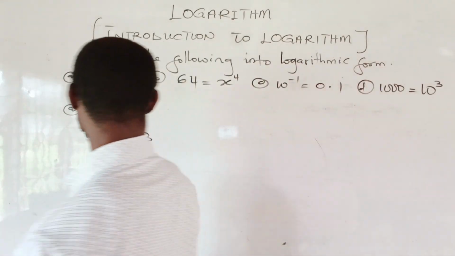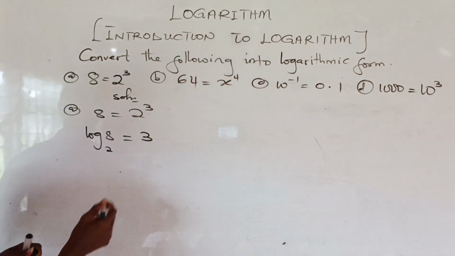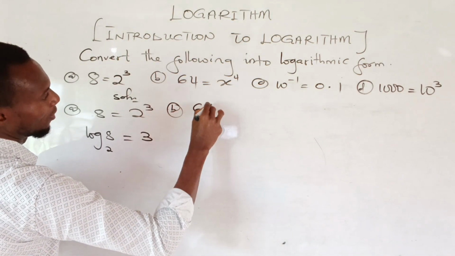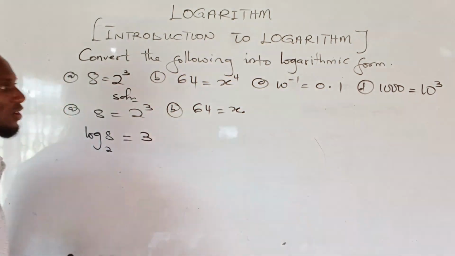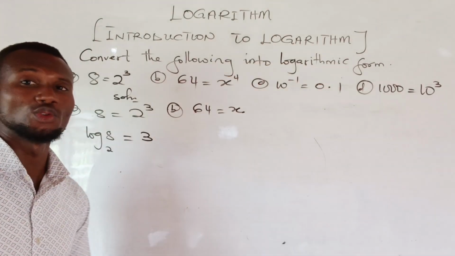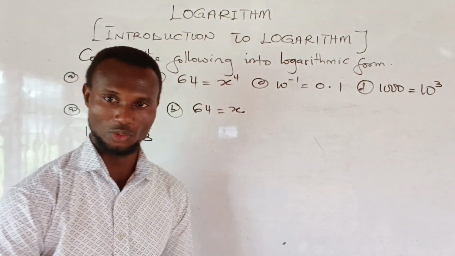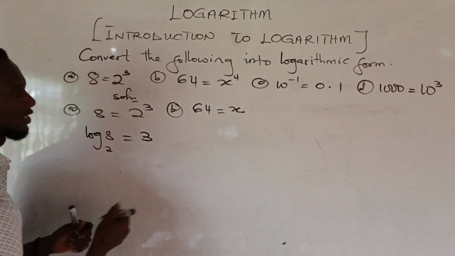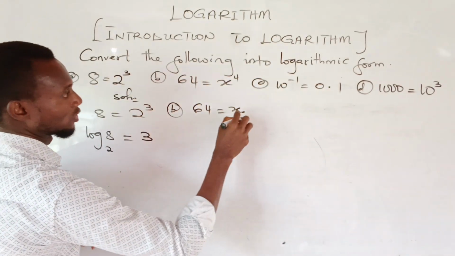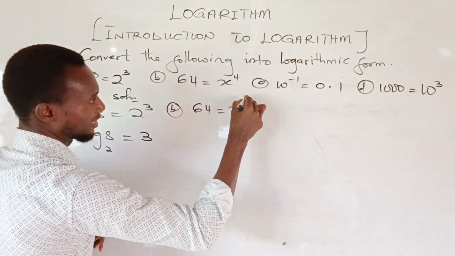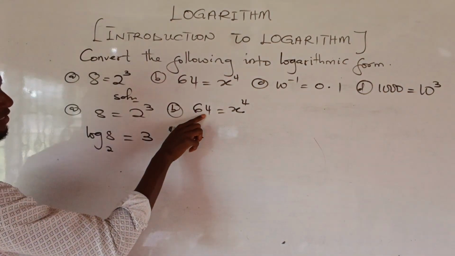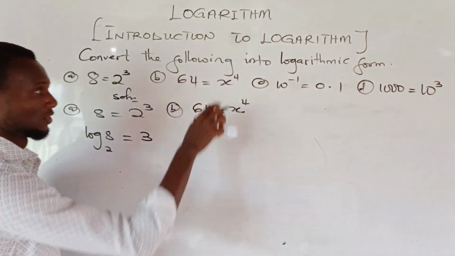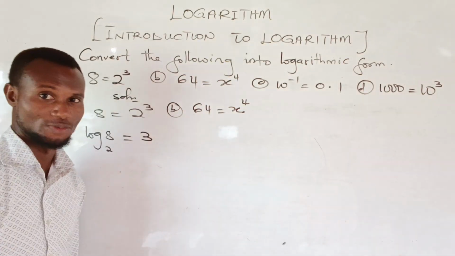Let's proceed and handle B also. For B, I have 64 equals 8. Okay, so we are supposed to introduce log into 64. The same process. Sorry, I forgot to bring the exponent 4. So 64 equals 8 to the power 4. Okay, so we have power 4 here, I just remembered and brought it.